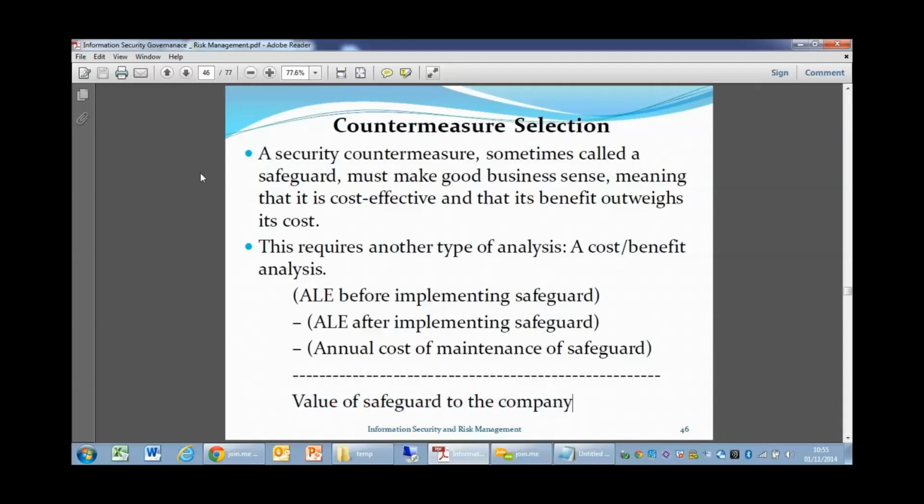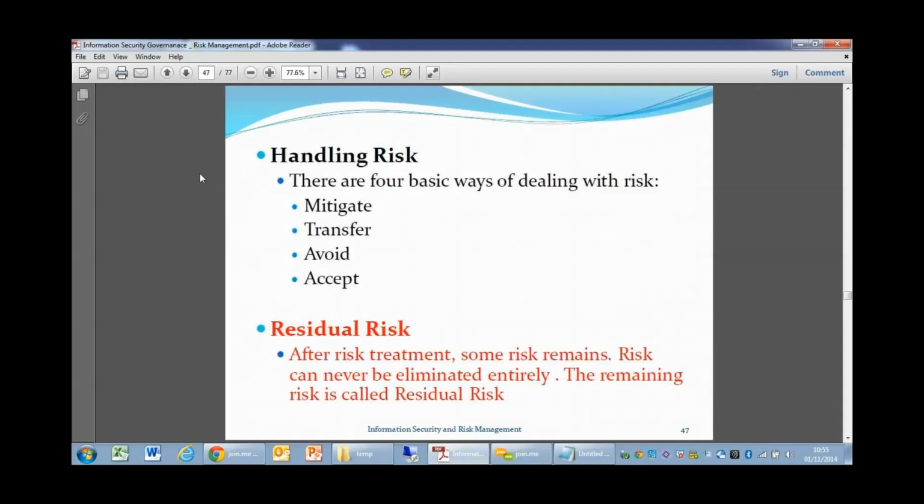Now moving on to the next slide, which is all about the various procedures or various ways you can handle a risk. This is a self-explanatory slide. Risk can be mitigated through a control. Risk can be transferred through an insurance company. Risk can be avoided by just not doing that activity, and risk can be accepted. We are okay with the risk. We will not do anything, right?